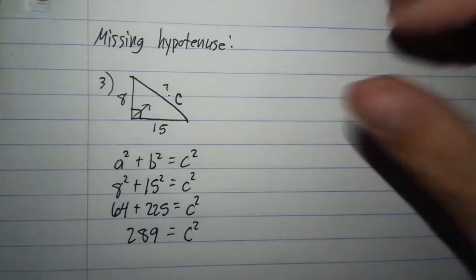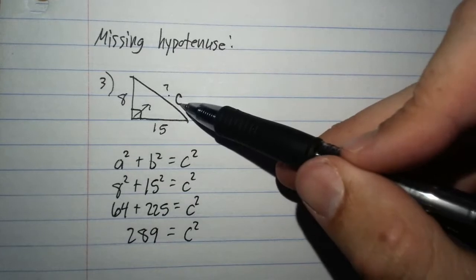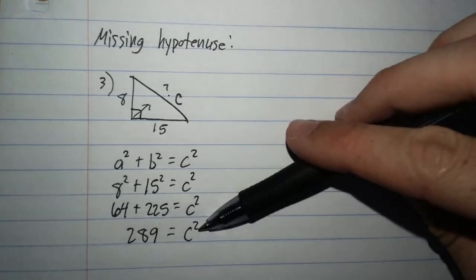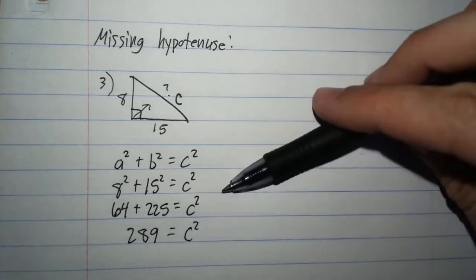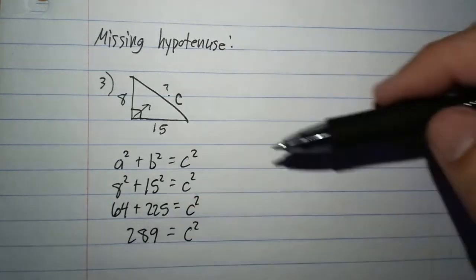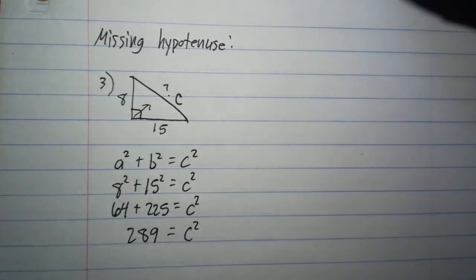Now, is C squared the same thing as C? I'm looking for C. C is my side length. No, C squared is different than C. C squared is C times C. That's not what we're looking for. But we know that 289 is equal to C squared.